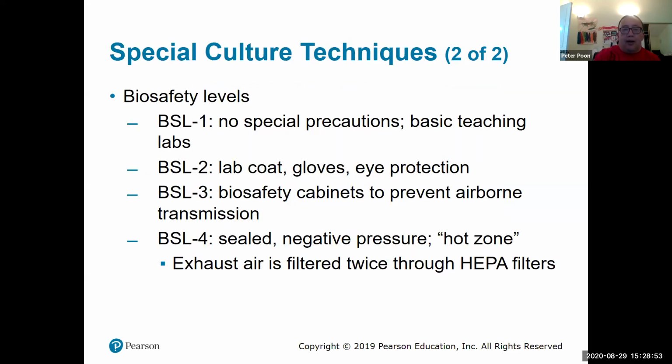Biosafety levels. The definition of what biosafety is. Make sure you read that. If we were in lab, the lab would be biosafety level 1.